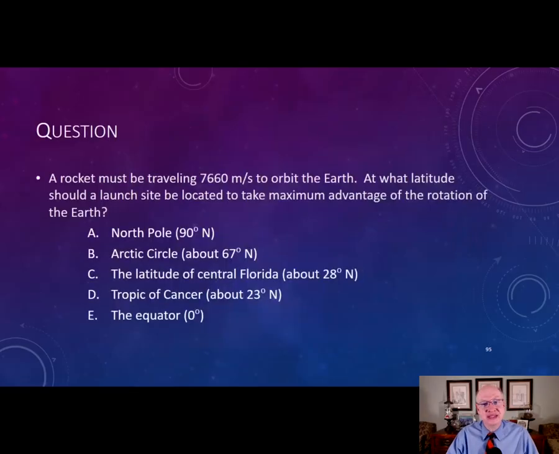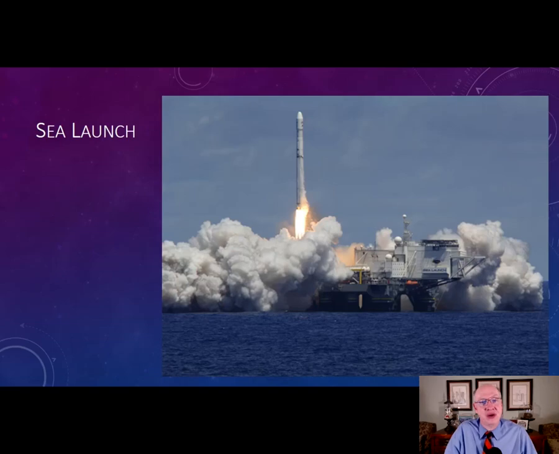Now, there are companies that try to take advantage of this. A company called Sea Launch was doing this. Sea Launch took an old oil platform and converted it into a mobile launch pad. It was actually stationed in Los Angeles, California. But they would sail this down to the equator and launch rockets from the equator, because that would allow them to put the maximum payload into orbit.